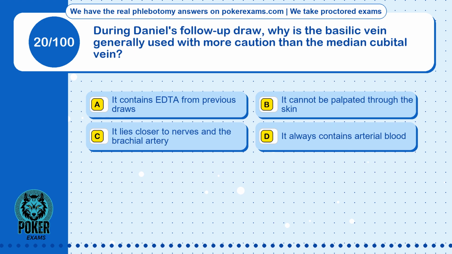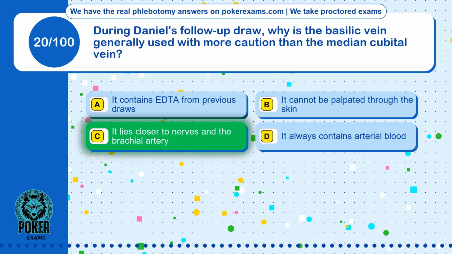Question 20. During Daniel's follow-up draw, why is the basilic vein generally used with more caution than the median cubital vein? Option A. It contains EDTA from previous draws. Option B. It cannot be palpated through the skin. Option C. It lies closer to nerves and the brachial artery. Option D. It always contains arterial blood.